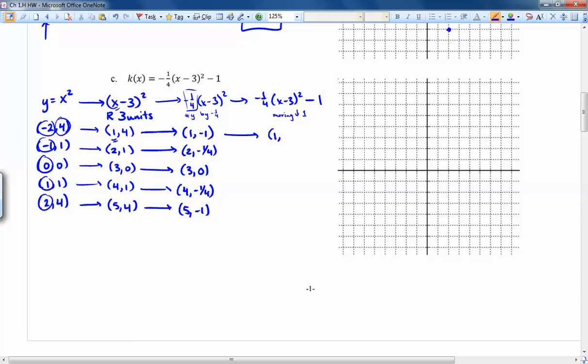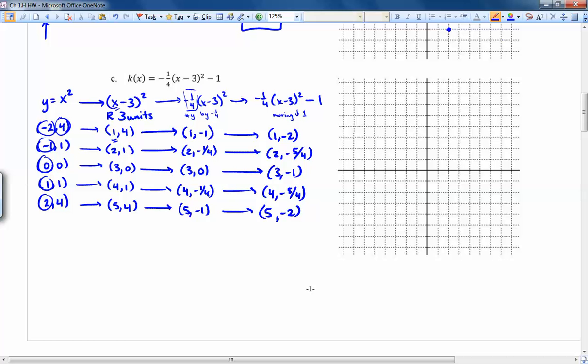So this turns into 1, negative 2 instead of negative 1. And this turns into 2, negative 5/4. And 3, negative 1. And 4, negative 5/4. And 5, negative 2. So now I can plot those points.